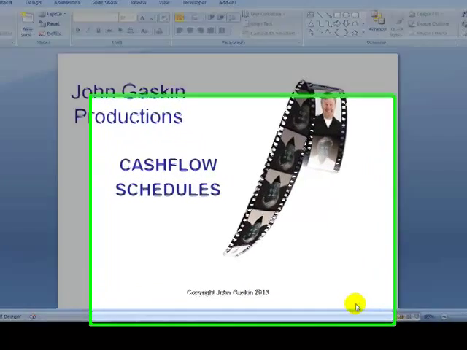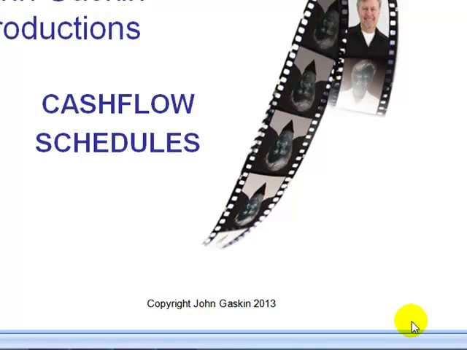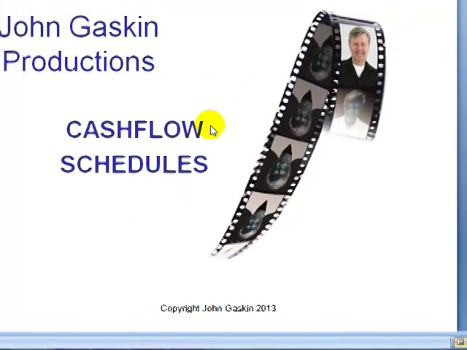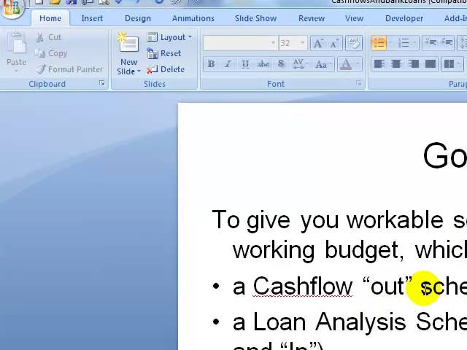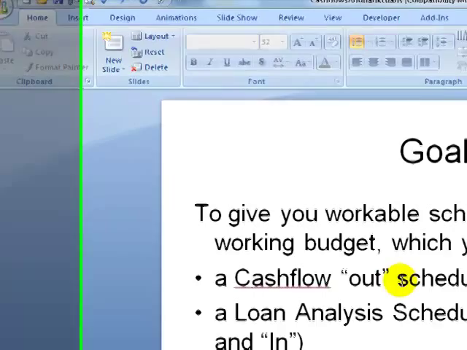All right, cash flow schedules. What is this all about and how will it help you? Well, there's two types of cash flow schedules. The first you may have heard about, and that's your cash flow out schedule. That is basically a cash flow on a weekly basis based on your budget.